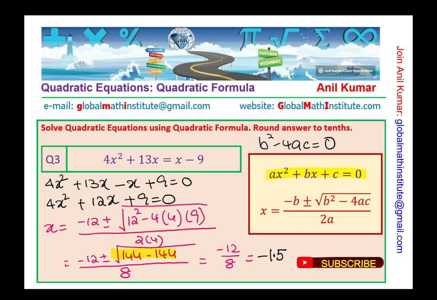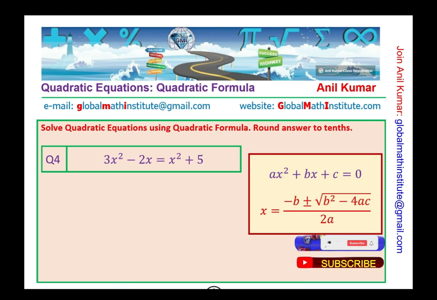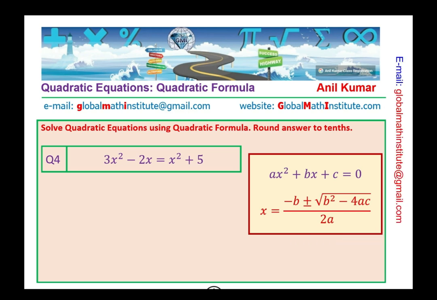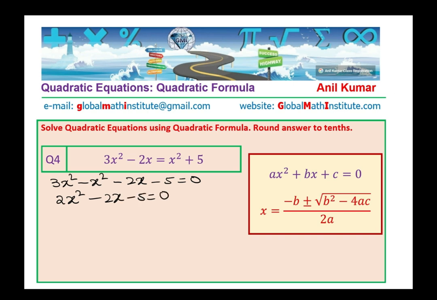Important, correct? So let's now look into question 4, which is 3x squared minus 2x equals x squared plus 5. Similar kind of question, rearrange first, right? And then use the quadratic formula to find the answer. Makes sense, right? So let's rearrange. We get 3x squared, bringing x to this side, minus x squared minus 2x, and minus 5 equals 0. 3x squared minus x squared is 2x squared, and we have minus 2x minus 5 equals 0.